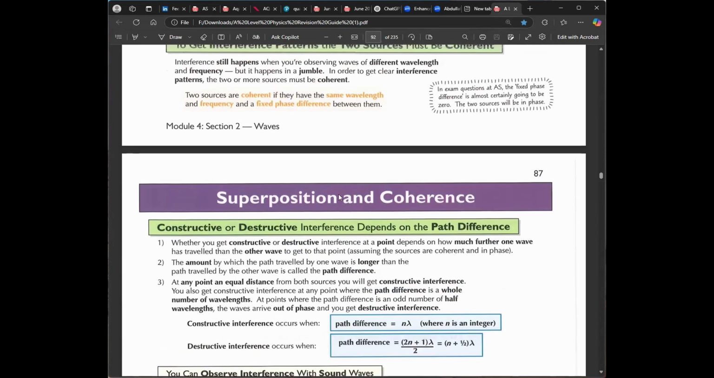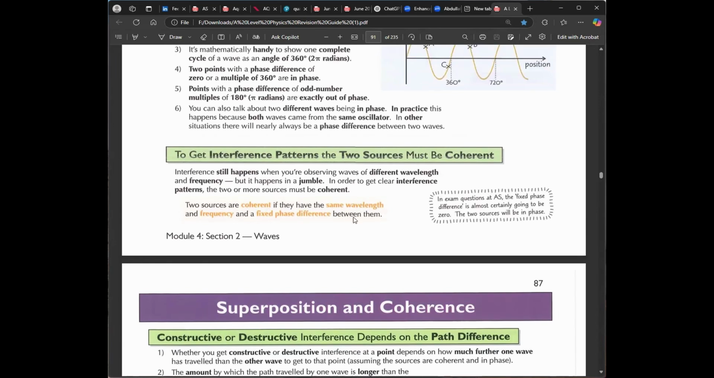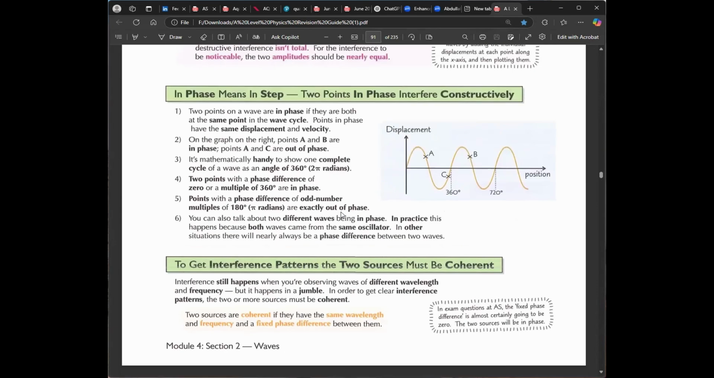Sorry, I've got a question. For phase difference, how do you answer the question that says what happens to point B, for example, as the wave progresses? What happens to point B as the wave progresses is what you're asking. Yeah.